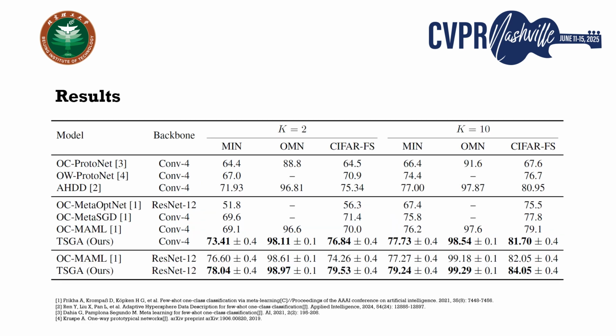We evaluated TSGA on OmniGlot, Mini-ImageNet, CIFAR-FS, and a real-world CNC milling machine dataset. In all cases, TSGA outperforms prior methods, including OCMAML and strong metric-based baselines like AHDD. For example, on Mini-ImageNet in the two-shot setting, TSGA improves over OCMAML by over 4% using the same conv4 backbone. Due to space limits, not all experiments are shown here. For more comparisons, please refer to the full paper.